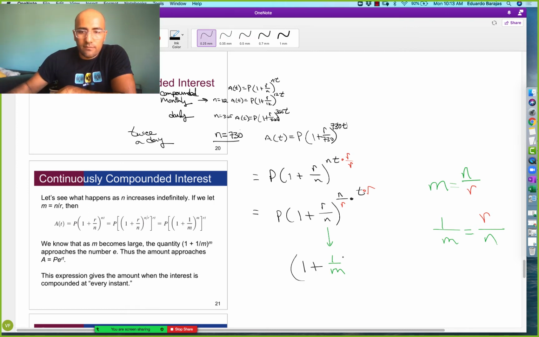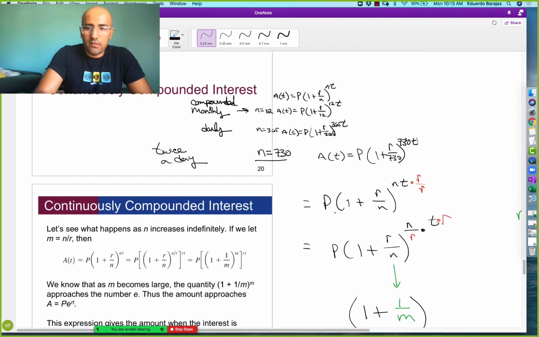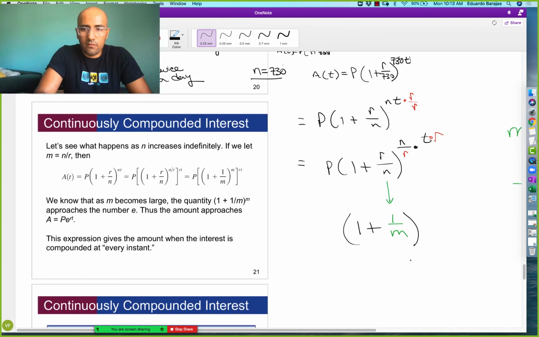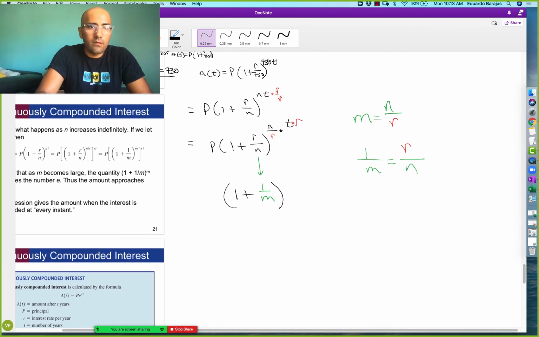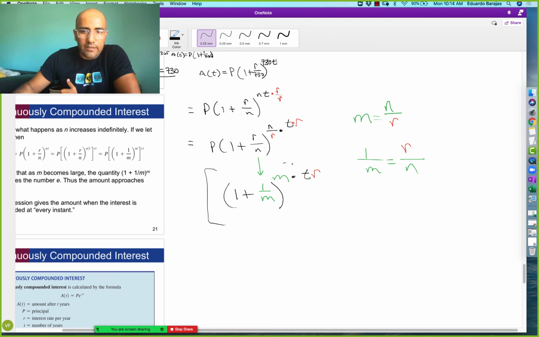One plus 1 over m, and then n over r, that was the power, is m, right? Times tr. And this whole thing is kind of separated like this.